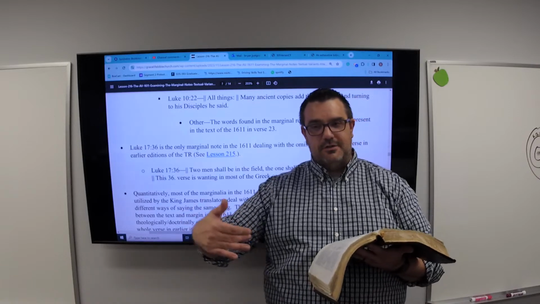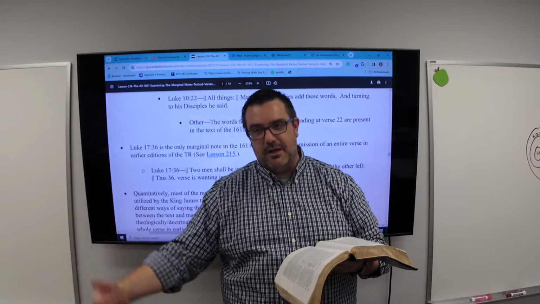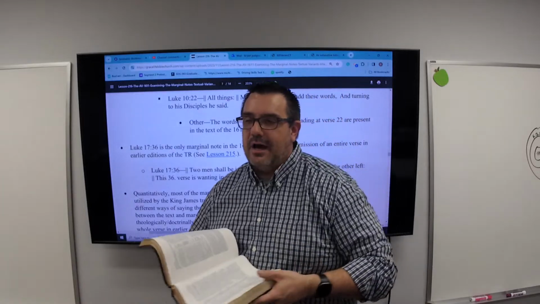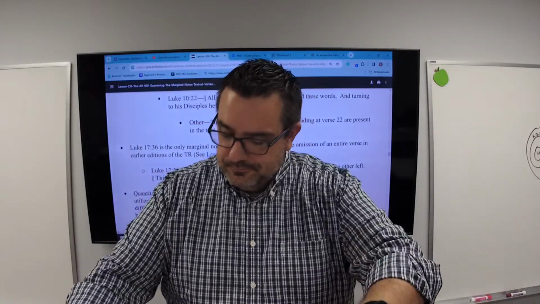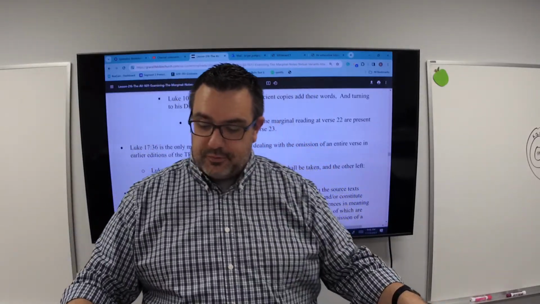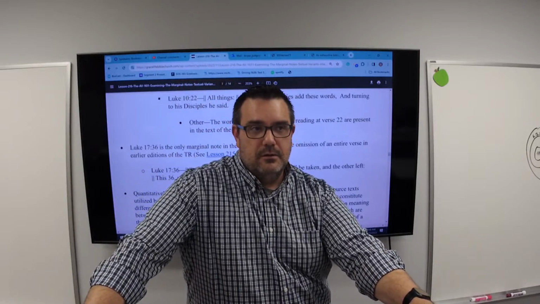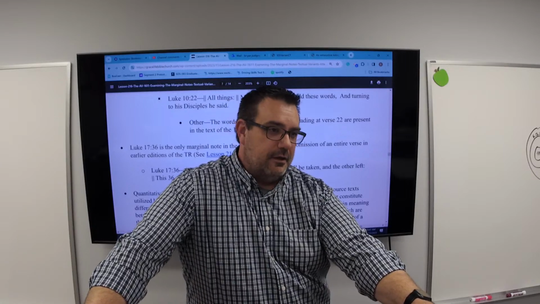So is the clause that they have marked in the margin at verse 22 as a variant reading in the text in verse 23? Yes. So some copies obviously put that clause in the wrong place. Okay? So this is other. I mark this as other, right? The words found in the marginal reading at verse 22 are present in the text of the 1611 in verse 23. So again, I didn't know what else to call it other than other. Okay?